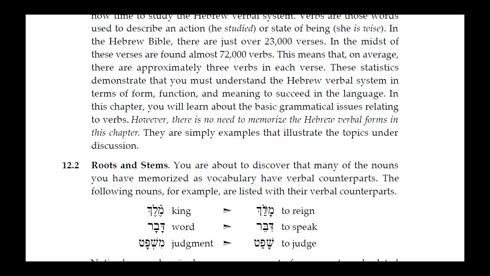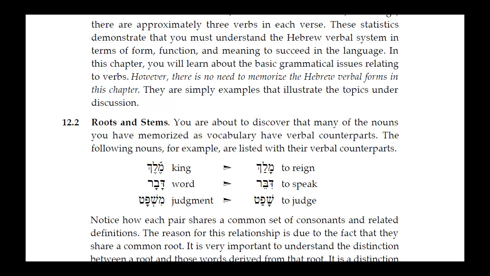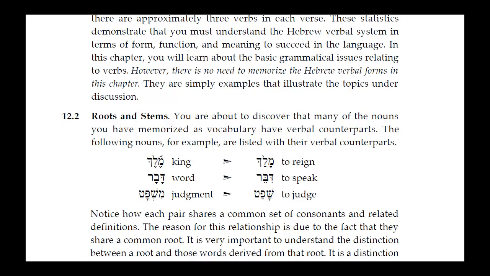You can see the roots here, the Mem, the Lamed, and the Kaf Sofit, are both in the noun and in the verb. We have Devar, which is word, and we have Diber, which means to speak, the same verbal root. We have Mishpat for judgment, and we have Shaphat, to judge, the root from which Mishpat came. So that's great, because now you notice each pair shares a common set of consonants and related definitions.